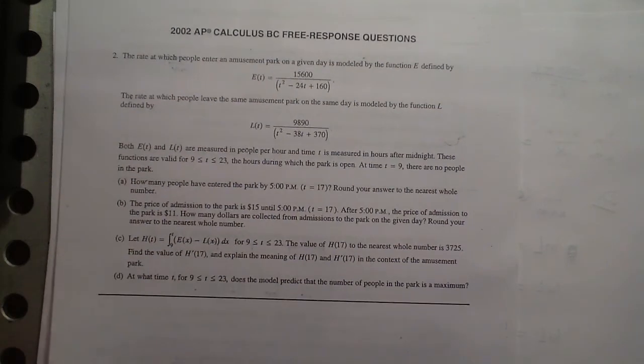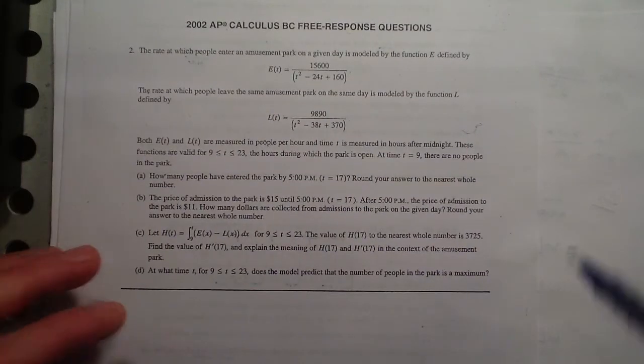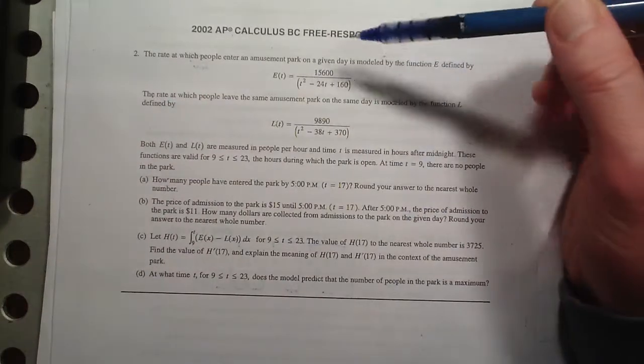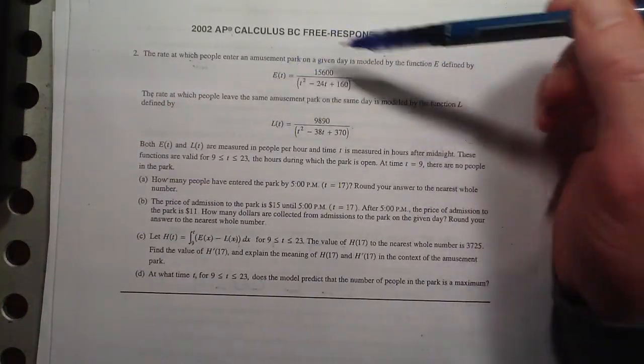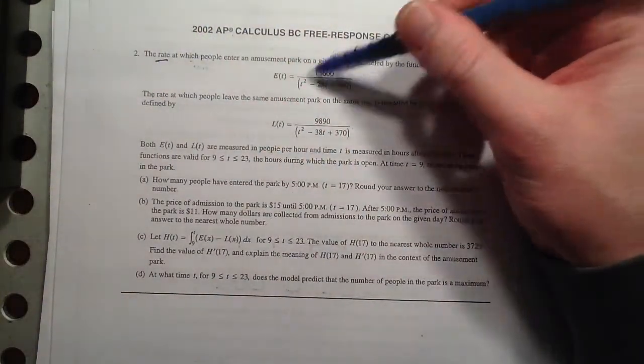Okay, here's the other two free response to go with section 7.6. The rate at which people enter an amusement park on a given day is modeled by the function E, I guess that's the enter function. Now this is a rate, okay? So they're coming in at this rate.